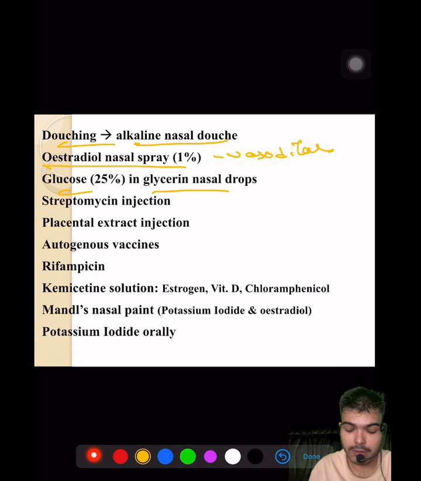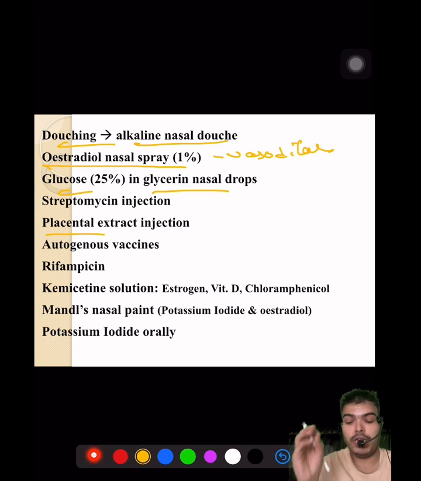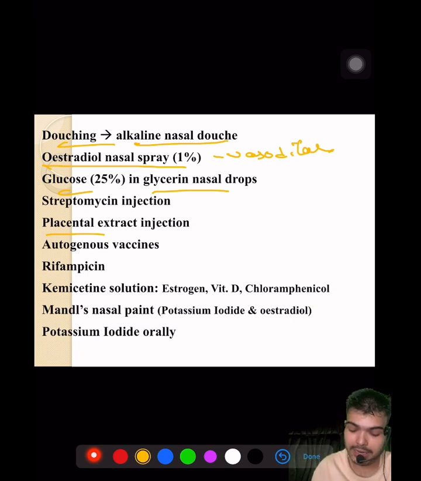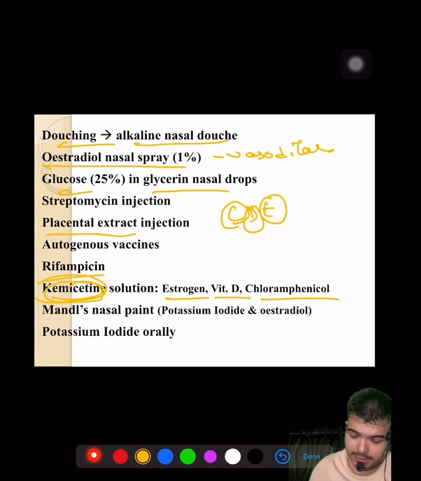We can also give rifampin and chemicitin. Remember chemicitin with the mnemonic CDE: C means chloramphenicol, D means vitamin D, E means estradiol. Very good. So there's a combination: estrogen, vitamin D, and chloramphenicol. Never miss placental extract, glucose in glycerin, estradiol, and nasal douching.